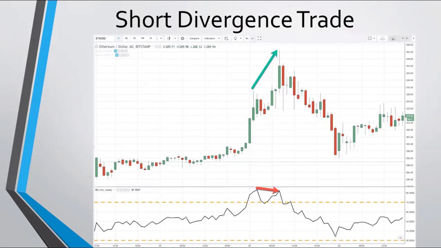So those are the two major types of divergence trades, and we're not going to go into hidden divergences or anything else. This is not a full divergence class, but that's the basic way that RSI can be used with divergences.